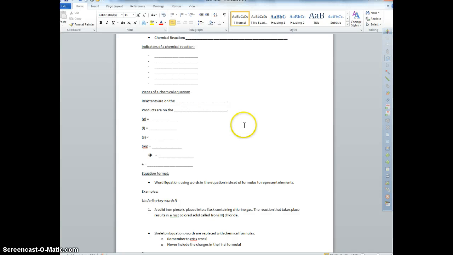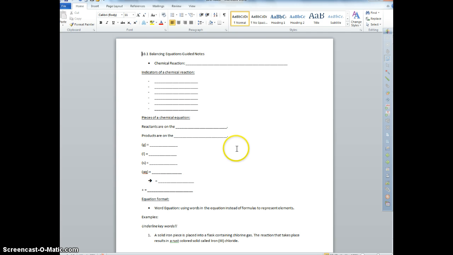Okay, for this section, we're going to be doing Chapter 10, Section 1, which is all about writing and balancing equations. So you should have this sheet out. These are your guided notes. We'll look through everything on this sheet today, but then on Monday we'll actually practice balancing equations.